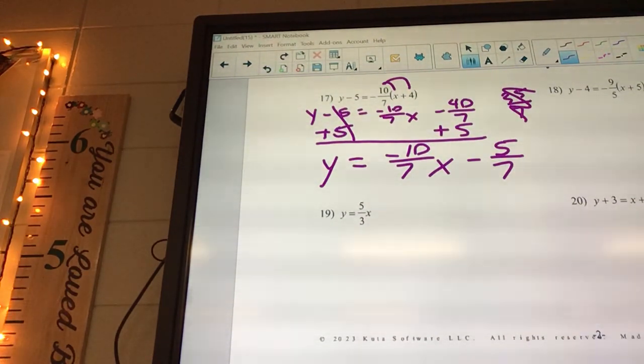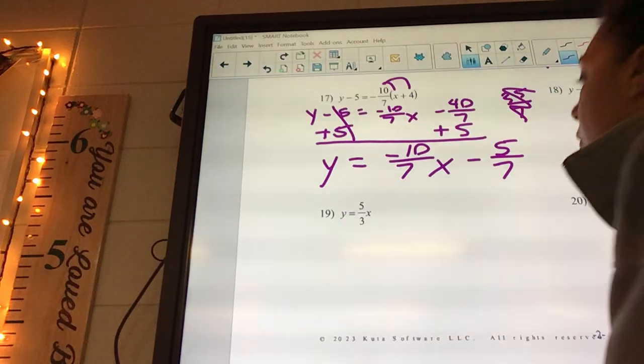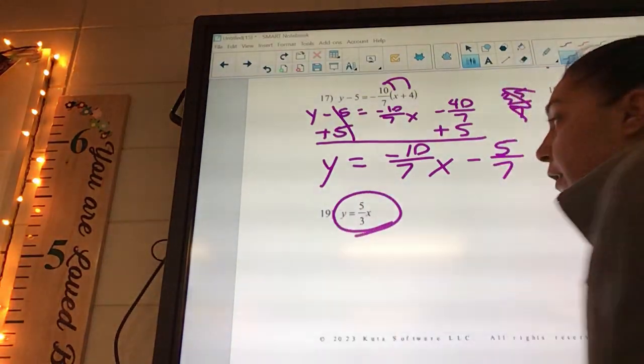Okay, 19. What needs done first? Nothing. Well, look at it. Is the y by itself? Yeah, this one's done. Okay. So we really only need to do that. And like 20, there's no parentheses, so you can skip the distribution step. Whereas 18, you're going to have to distribute and then move the 4. Okay. This one, the y is already by itself. So that is our answer.